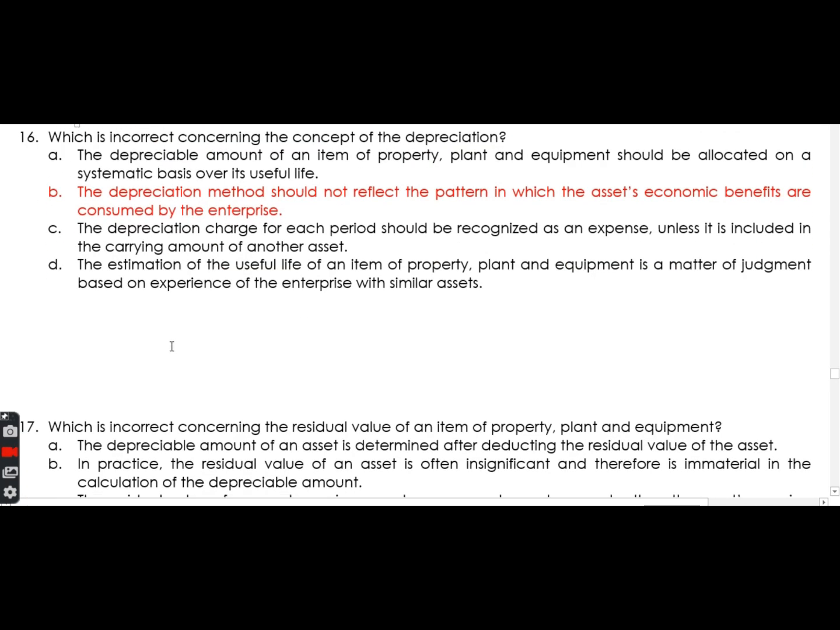Next, 16, which is incorrect concerning the concept of depreciation. So, bakit letter B ang sagot? Depreciation method should not reflect the pattern. Ayun na yung given na. Dapat, di ba ang sinabi natin, it should reflect the pattern, okay, of the economic benefit. So, mali na yung letter B. A, C, and D, these are all correct based on the provision of the standard. Yun di ba sinabi natin kanina, emphasize lang natin yung letter D. The useful life is a matter of judgment. Okay, hindi naman yan accounting policies, rather an accounting estimate.